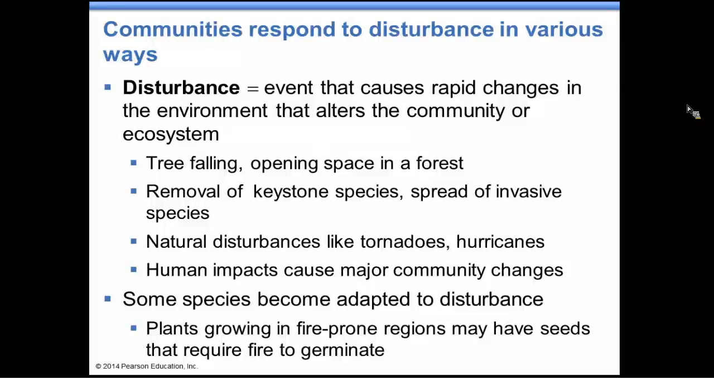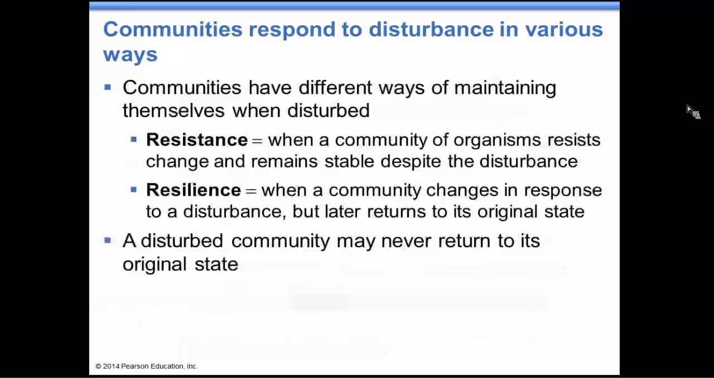So communities respond to disturbances in various ways. In ecological terms, a disturbance is an event that affects environmental conditions rapidly and drastically, resulting in changes to the community and ecosystem. And this can be from various things, as simple as a tree falling, or the removal of keystone species, and then just natural disturbances, or even human impacts.